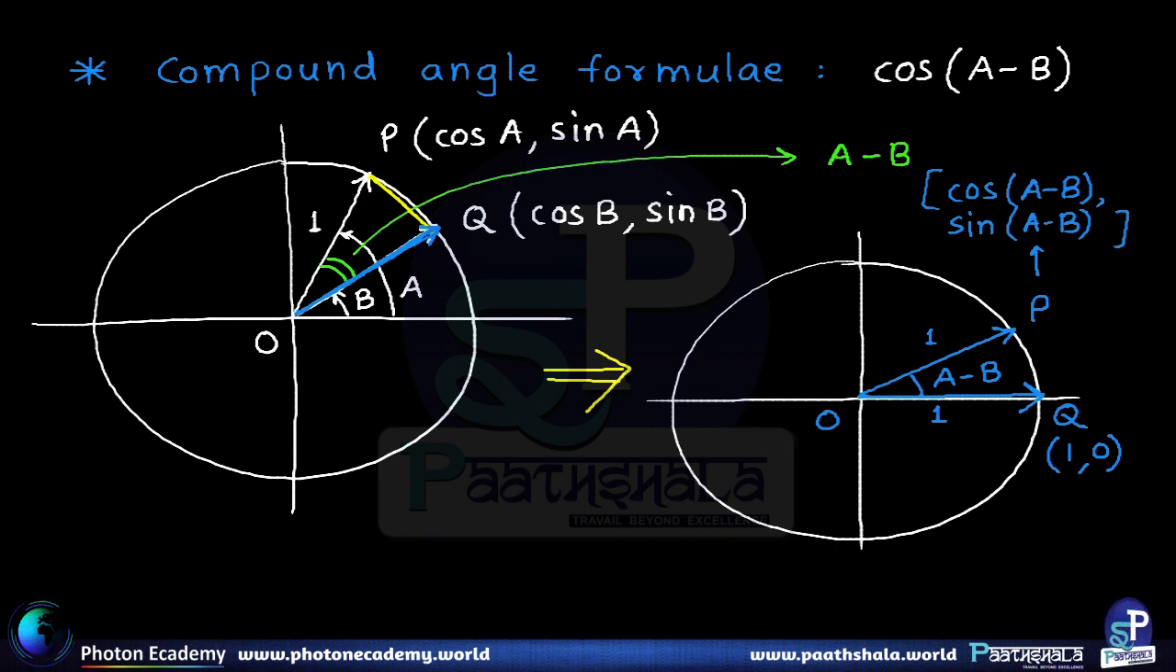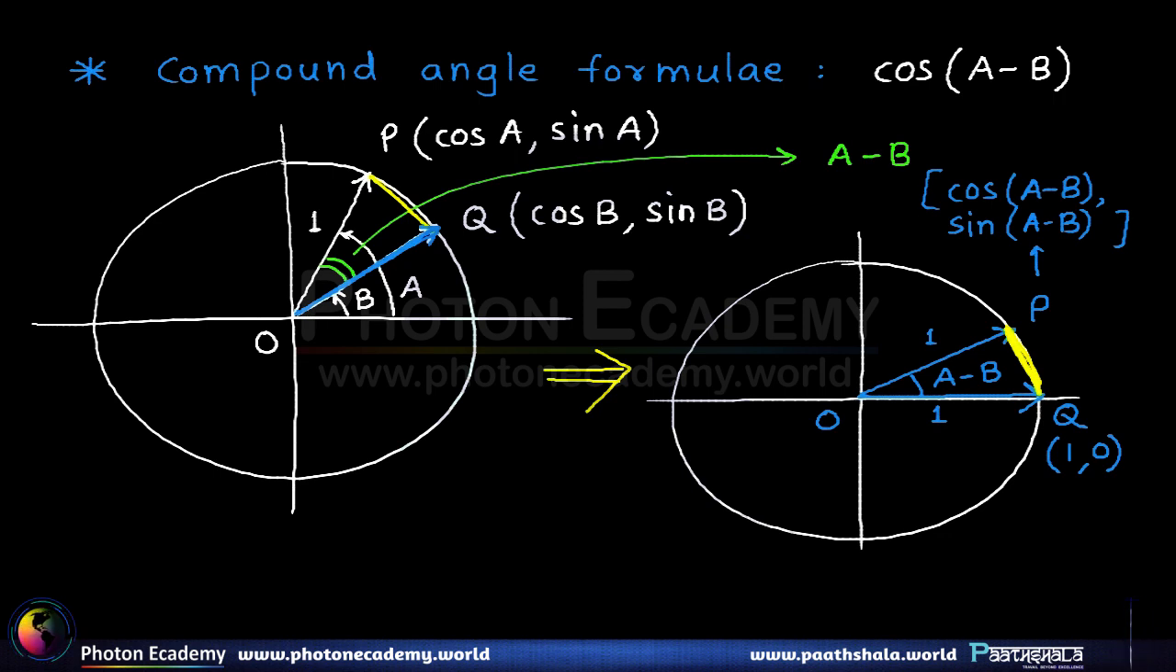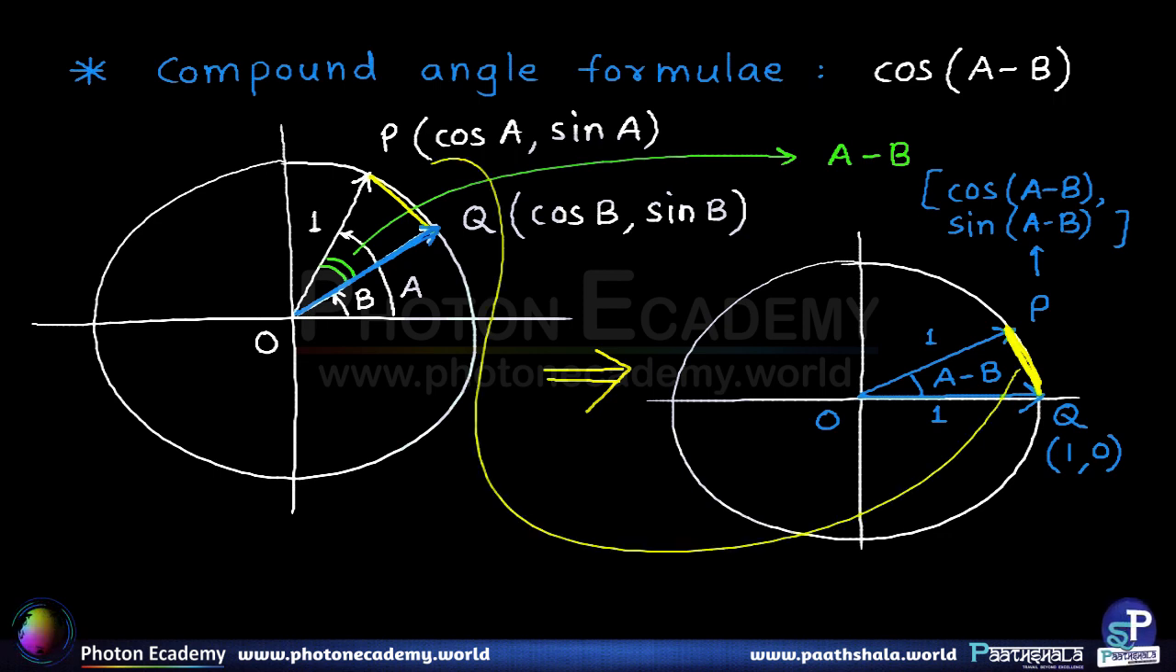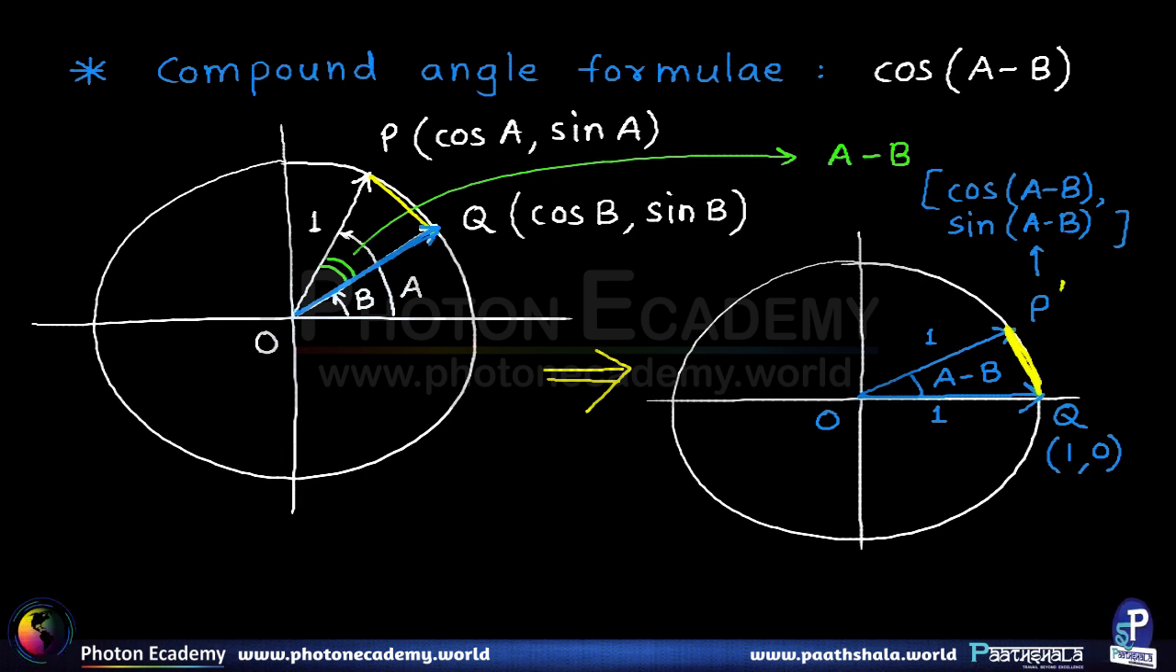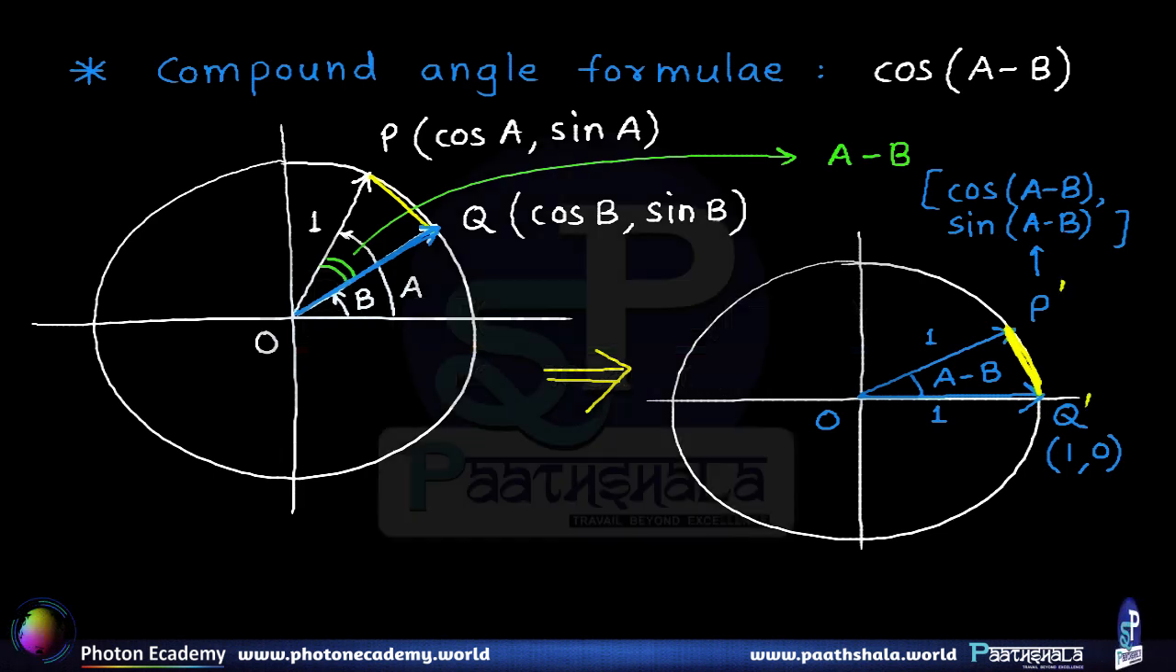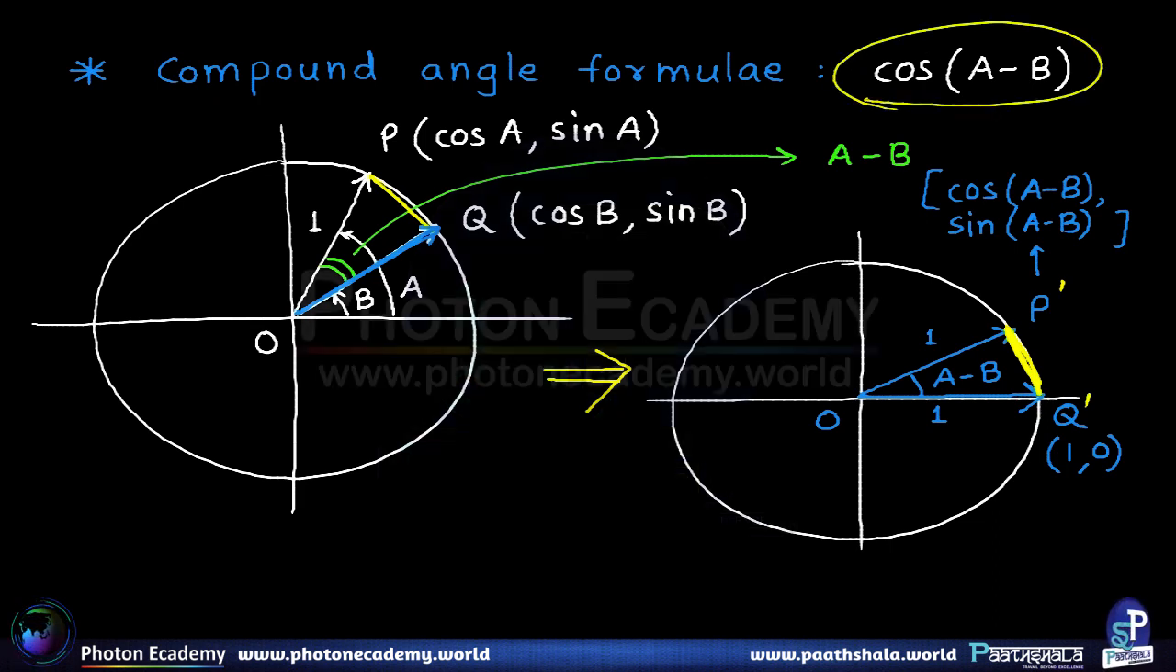But if you observe, the length of the segment joining P and Q will be essentially the same as the length which was earlier, because that length wouldn't have changed. So if we want, we can denote the two new points as P dash and Q dash to avoid confusion. Clearly PQ is the same as P dash Q dash. This is where we use the distance formula to calculate the lengths and equate them, which will give us the expression for cos of A minus B.